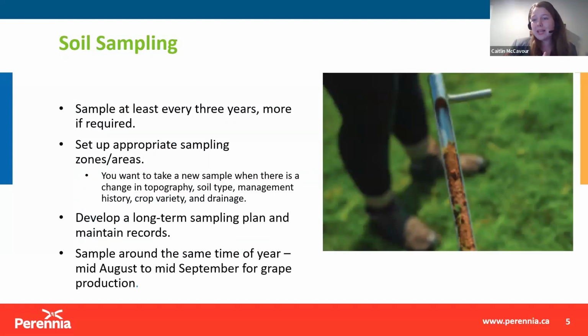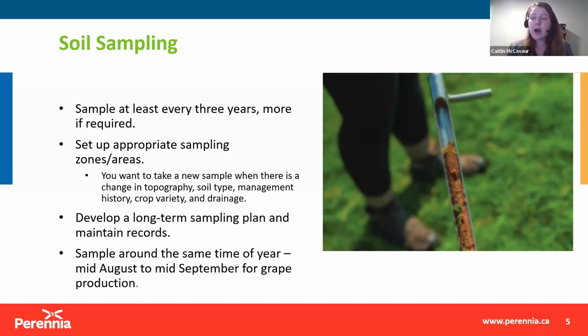So you want to sample at least every 3 years. It's really important to maintain and set up a long-term sampling plan and maintain records. Some of you may have older records, or if you're a newer producer, you may not have those old records of soil test reports, but it's important to keep those so you can identify any trends in your soil.